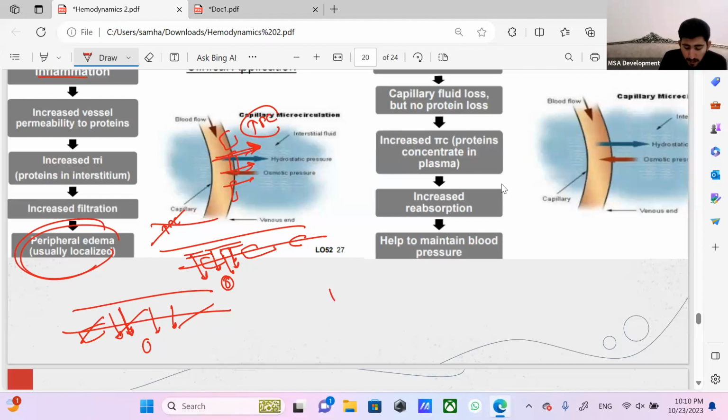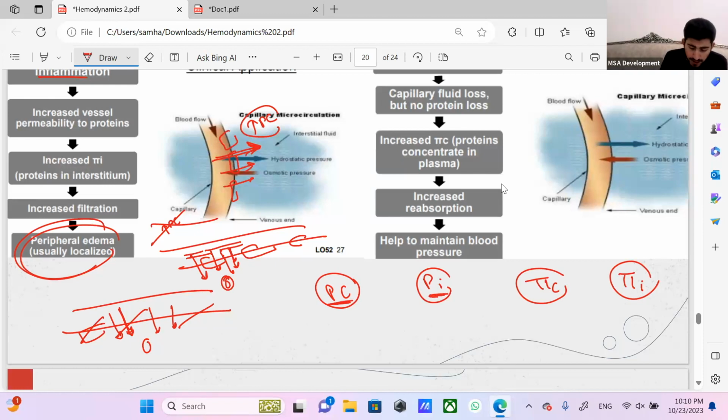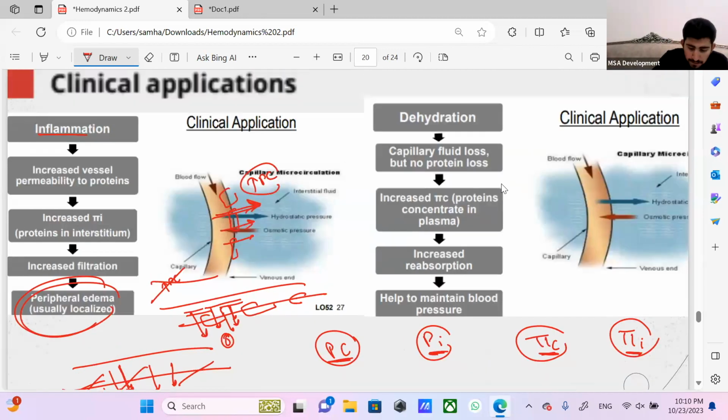Guys, please memorize the symbols. This is the pushing force of the capillary. This is the pushing force of the interstitium. This is the pulling force of the capillary, and this is the pulling force of the interstitium. Memorize their names: capillary hydrostatic pressure, interstitial hydrostatic pressure, capillary colloid osmotic pressure, and interstitial colloid osmotic pressure. Memorize the names. I'm not using them to make things complicated, because I hate the names, but memorize them. Okay.